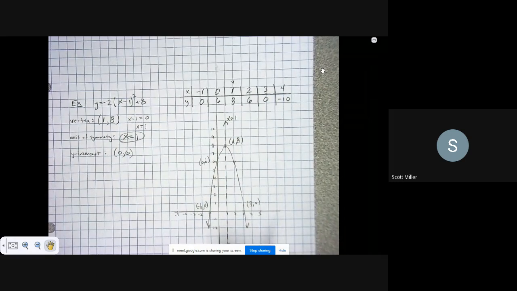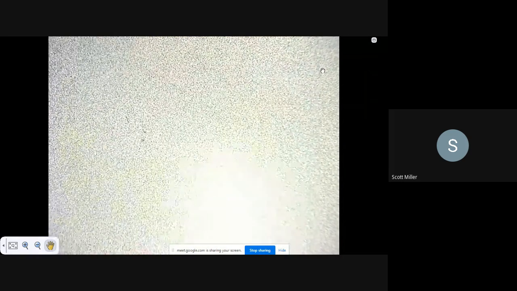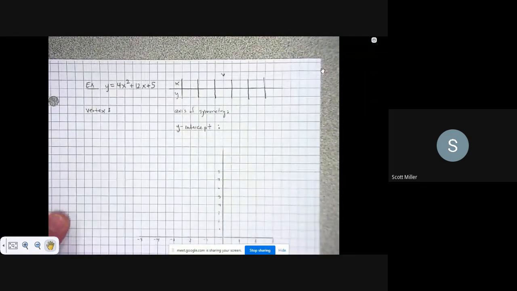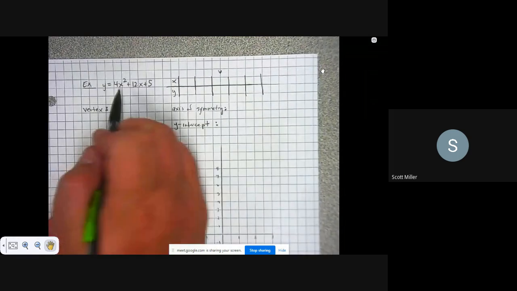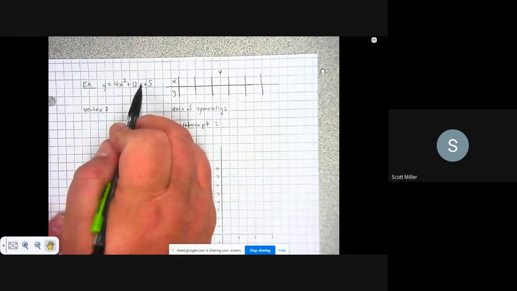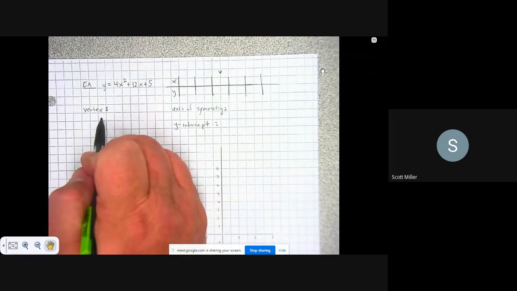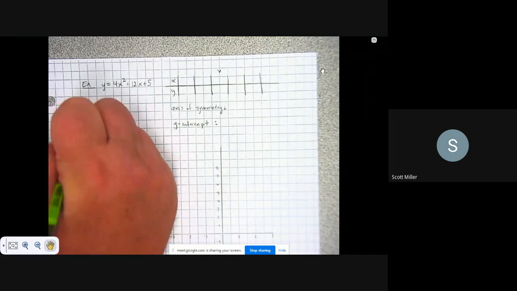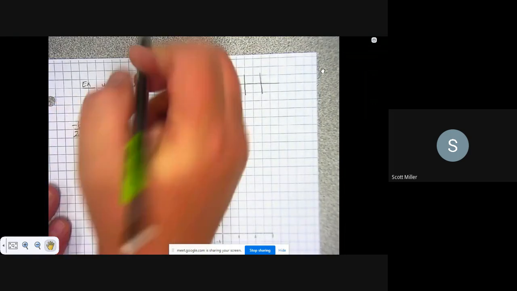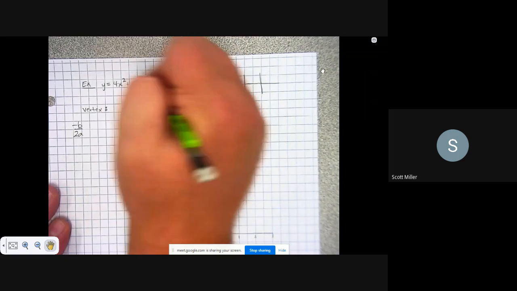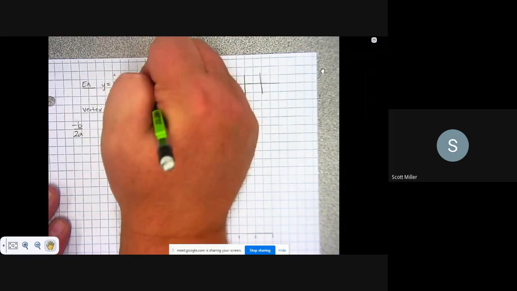There's that graph. One more, and then that's all I have time for. And we'll do this one right here, show you how to go through this one. This one is in standard form or general form, and the first thing you have to find is the vertex. Remember, you're looking for negative b over 2a. This is the a, this is the b, and this is the c.